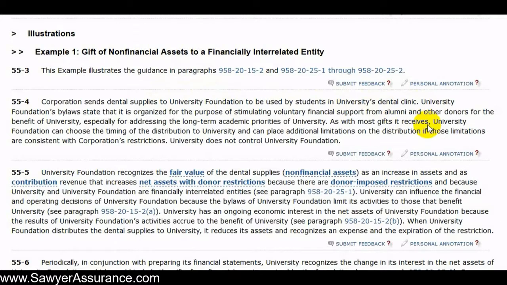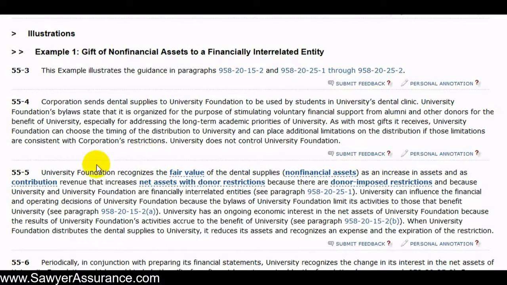We see here that the foundation, which is the recipient entity, can choose the timing of the distribution to the university as the beneficiary, and it can place additional limits on the distribution if those are within the corporation's restrictions, who's the donor. Because of that, the foundation will recognize revenue of the fair value of the dental supplies, as an increase in assets and as a contribution revenue that increases the net assets with donor restrictions, because the donor imposes restrictions on the use of those dental supplies, and because the university and the foundation are financially interrelated entities.